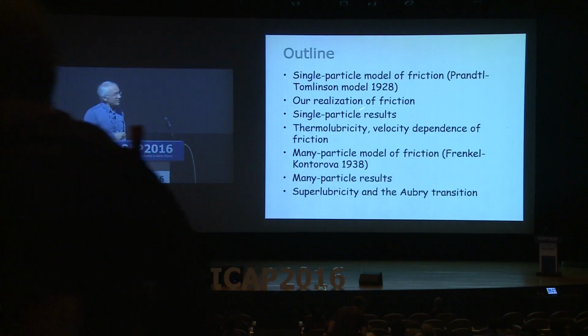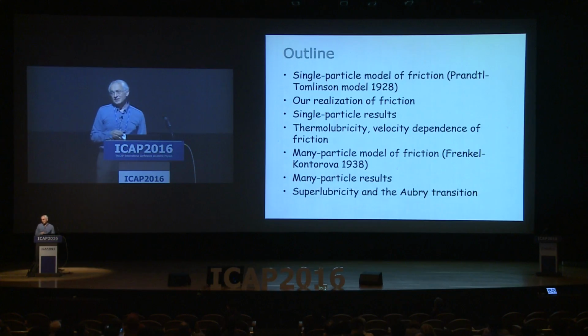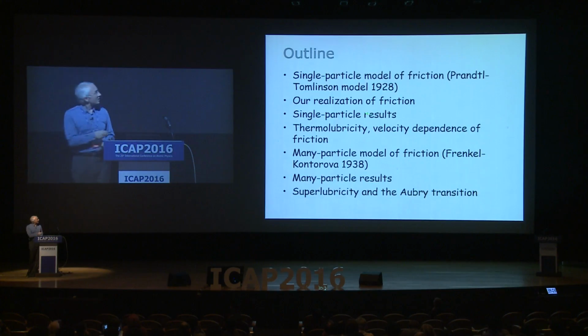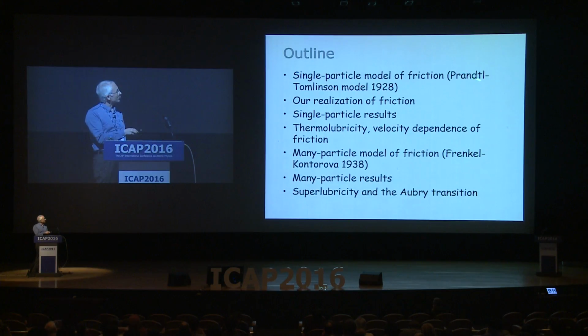So what I would like to tell you about is so-called stick-slip friction. So it's dry friction. There's a single particle model of friction that goes back to Prandtl and Tomlinson, back to 1928, so almost 90 years old. And then I would like to tell you about how we realize this model in our ion trap system. And as a warm-up, show you some single particle results.